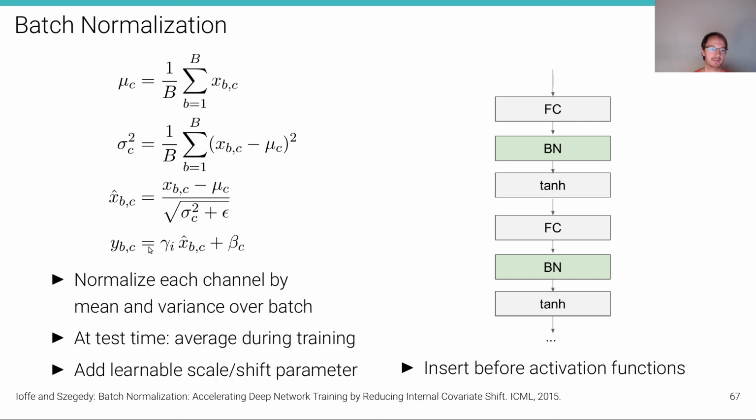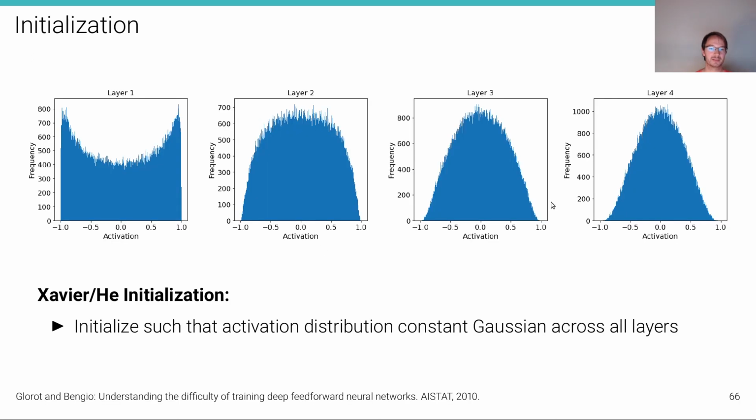And then, because this is not flexible enough, because you can't add a bias that way anymore, any bias that is added before is going to be eliminated by this operation, there's an additional learned bias that is added here again. So you normalize each channel by the mean and variance over the batch, which is implementing something like this, but during training.